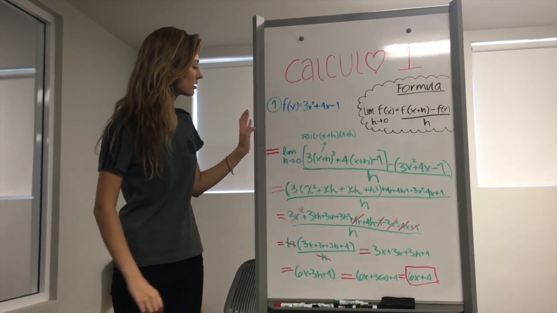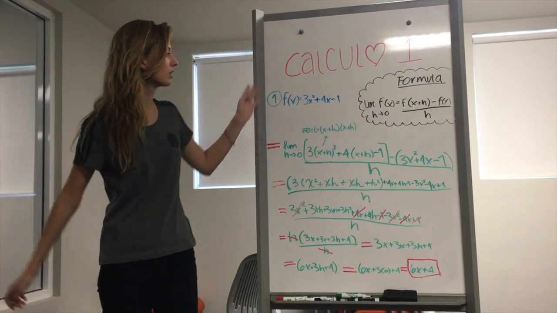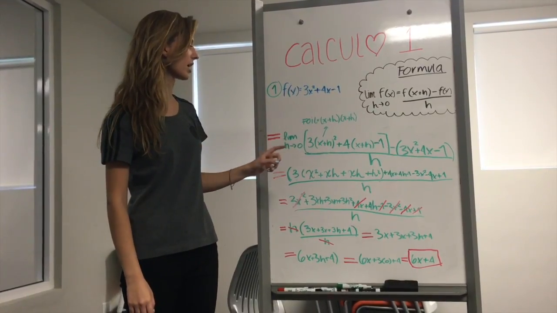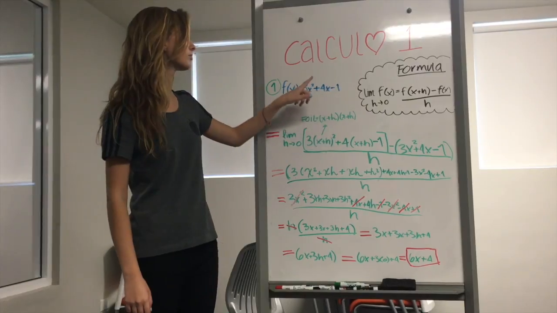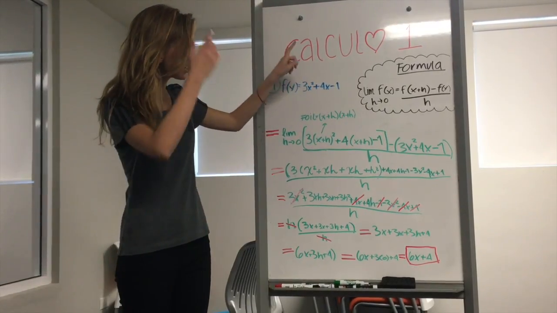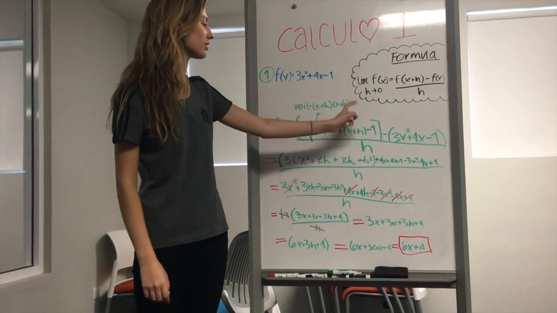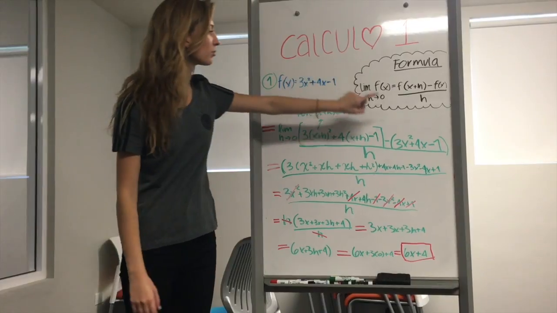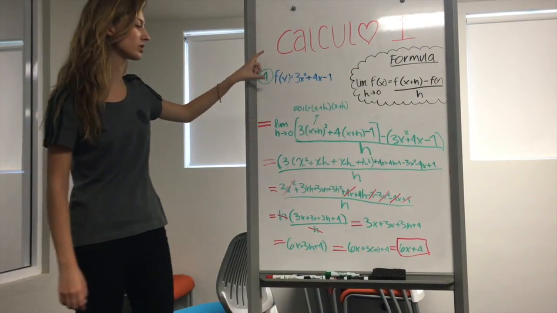First, you put the limit as h approaches 0. When you see an x, you immediately put a parenthesis of x plus h. In this example, we put it to the second power because the x has a power to it. We then put the 4 times the parenthesis of x plus h. It doesn't have a power since it's 1. And then you put, like in the formula, minus the original function, which is this one.